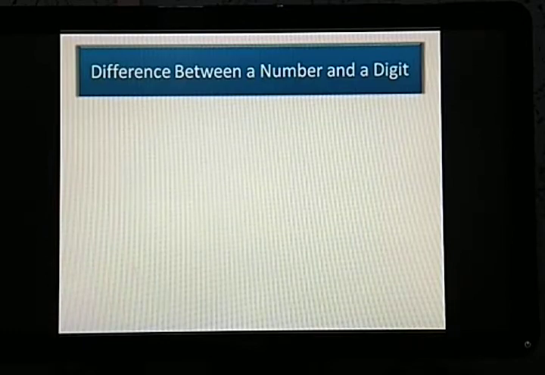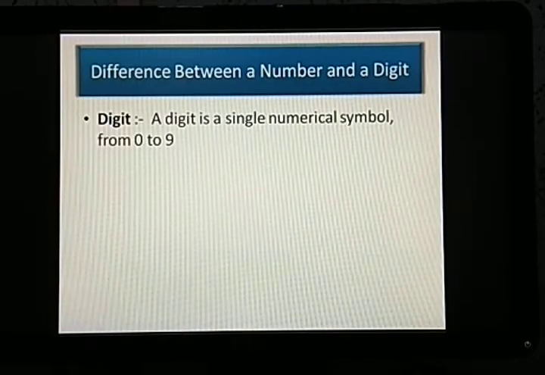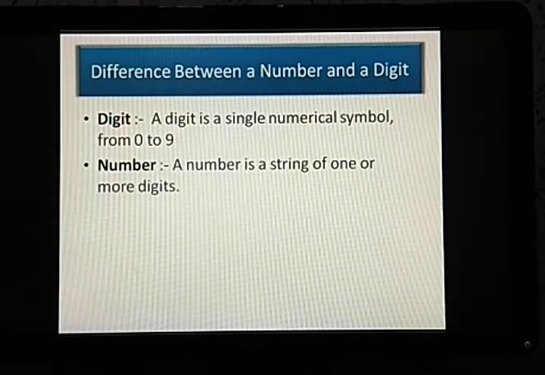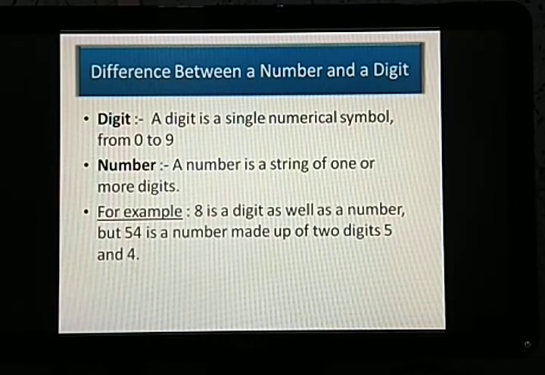So it is better we start with the definition. A digit is a single numerical symbol from 0 to 9. Whatever is there between 0 and 9, that is 0, 1, 2, 3, 4, 5, 6, 7, 8, 9, they are termed as digits. And what is a number? A number is a string of one or more digits. Now I know this sentence might not be very clear to you, so let us go to the examples. This will definitely give you a much clearer idea.